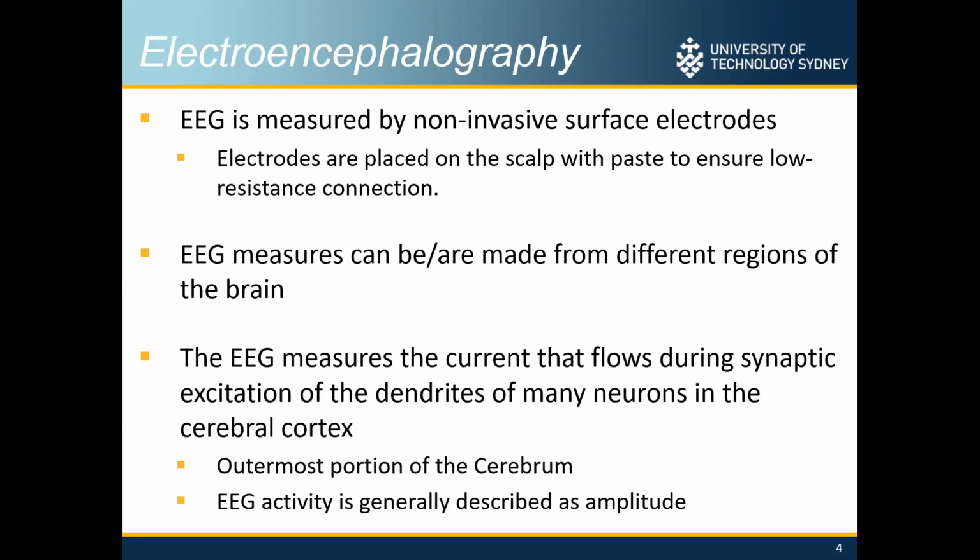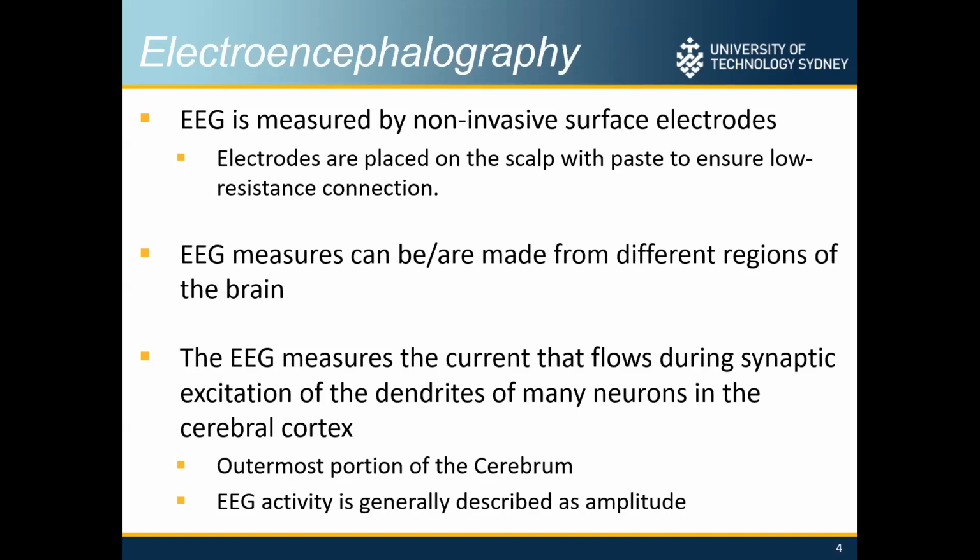EEG is measured by non-invasive surface electrodes, which are placed on the scalp with a paste to ensure that there is low resistance between the surface of the skin and the electrode. One thing to note here that's not depicted in the slide is that prior to placing the electrode on the scalp, it is important to wipe the area with an alcohol swab, just to make sure that there are no dead skin cells that can introduce external artifactual signals into the EEG trace.